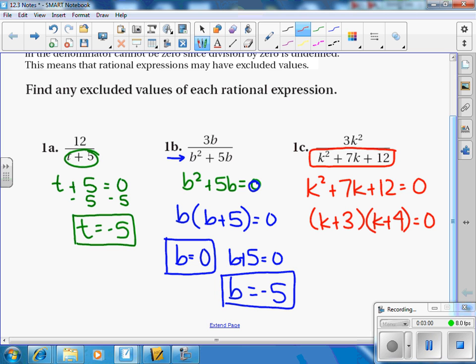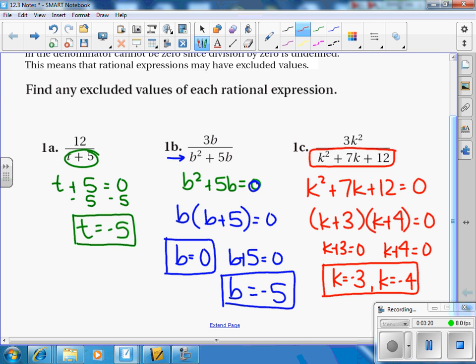and they equal 0. So now we can set both of these things. K plus 3 equal to 0, and k plus 4 equal to 0, because of the zero product property. And then when we solve, we see that we have two excluded values here, negative 3 and negative 4. If you plug either of those into your equation down here, you will end up with 0 in the denominator, which can't happen.